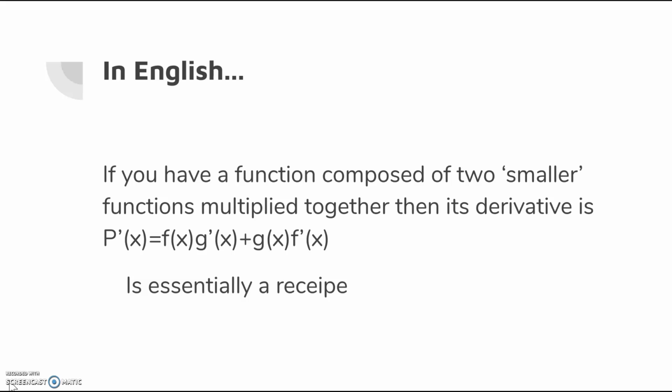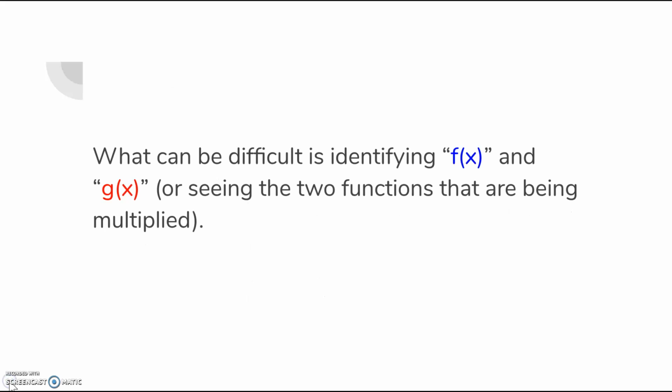In English, this means that if you have a function composed of two smaller functions being multiplied together, then its derivative is f of x times g prime of x plus g of x times f prime of x. Or put even more simply, it's the first function multiplied by the derivative of the second function plus the second function multiplied by the derivative of the first function. It's essentially a recipe or a formula that you can use to find the derivative of different functions.